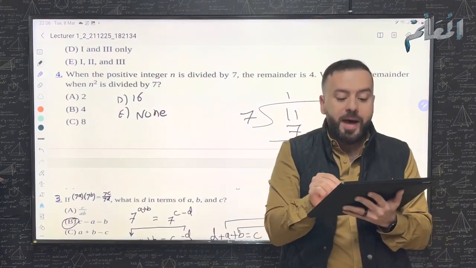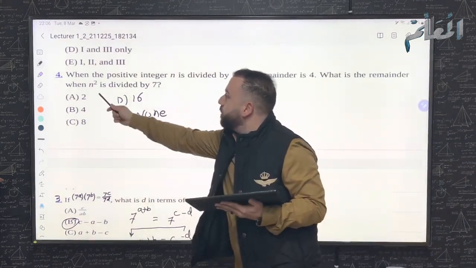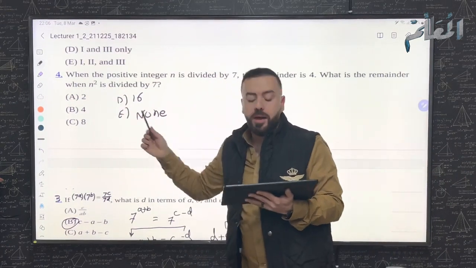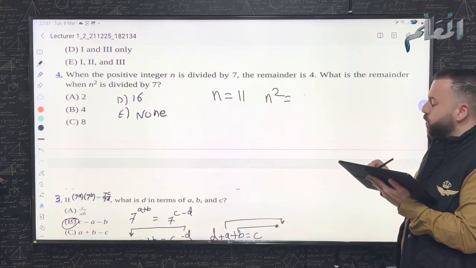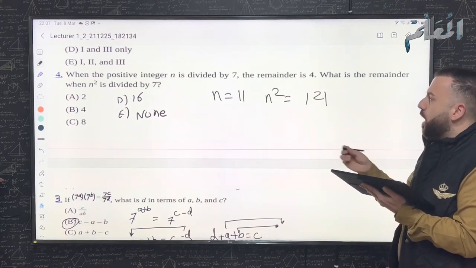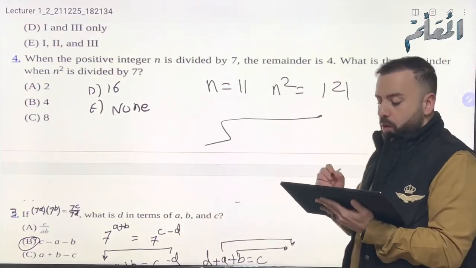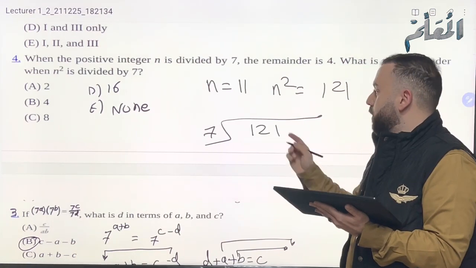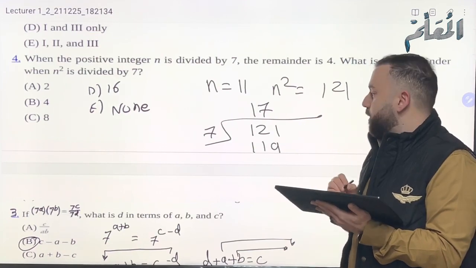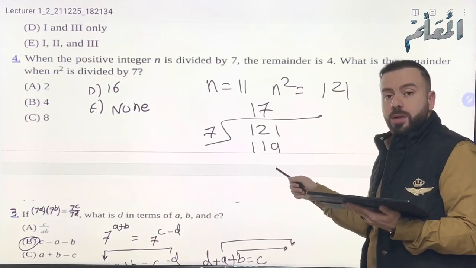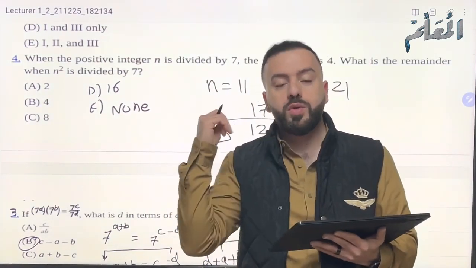Okay, now next stage, I figure it out. The answer is n = 11. But the question is asking what the remainder is when n squared is divided by 7. I already have n, which is equal to 11, right? So n squared is equal to 121. I divide that by 7. 121 divided by 7, we get 17. 17 times 7 is 119. So 121 minus 119, we get 2.